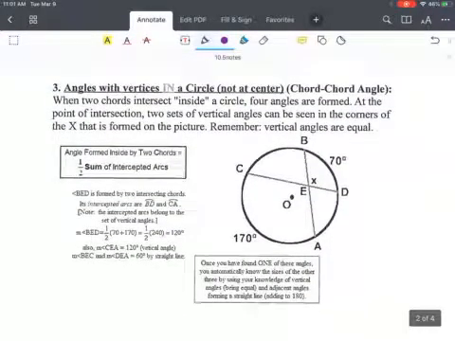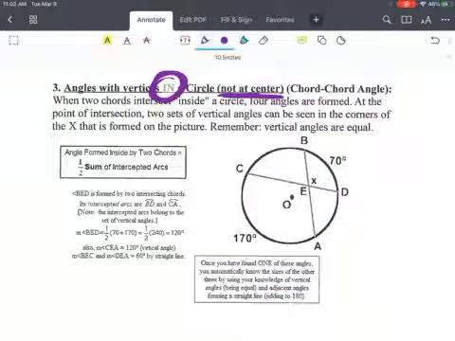Next are angles where the vertex is inside the circle, but it's not the center. And when you get an angle like that, we are talking about chords. So two chords are drawn inside a circle, and they create an angle. Now there are multiple angles here, so if I want to look at X, I really could be talking about X, or its vertical angle, which is also X. They're the same thing.